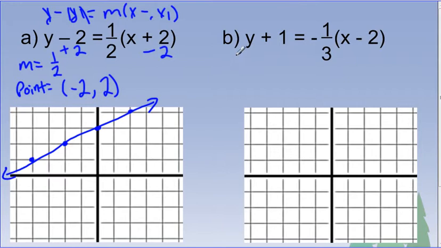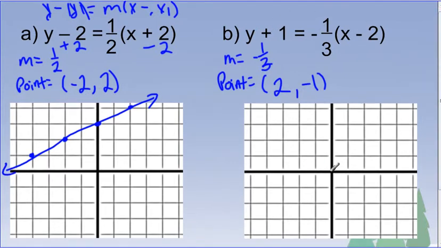Letter B. Same thing. Got to find our slope. Got to find our point. Slope, negative 1/3. That guy is almost always going to be easy to find. It's just given to you. Slope. Point. Remember, this is the opposite of the signs we see. So it says x minus 2, positive 2. Y plus 1, negative 1. The x value is a positive 2. The y value is a negative 1. It's the opposite sign of what the equation says. So now we plot 2, negative 1.